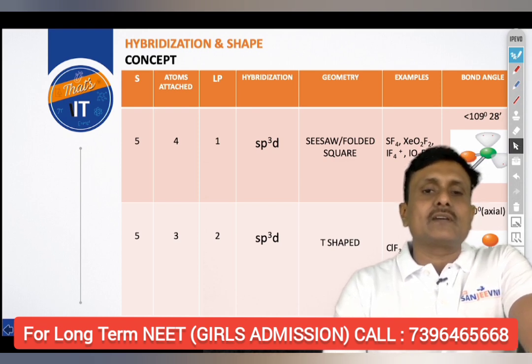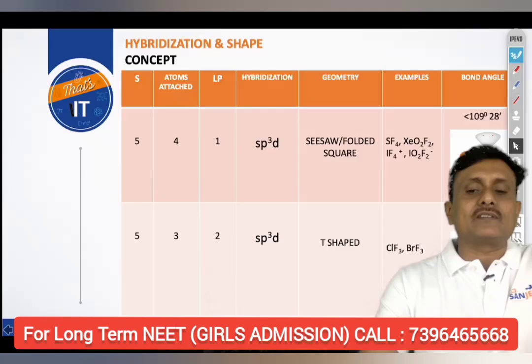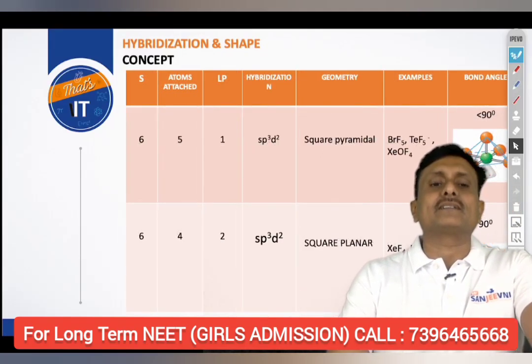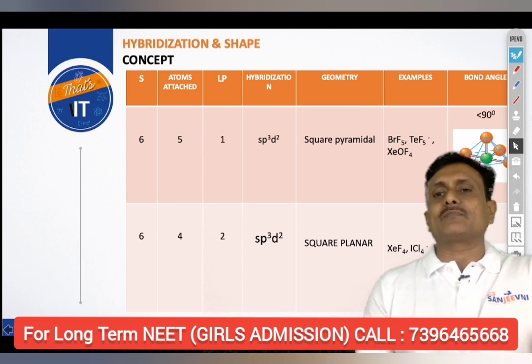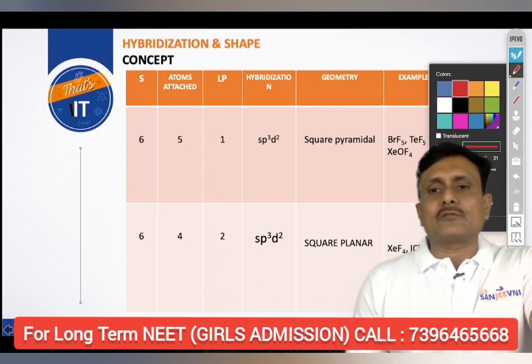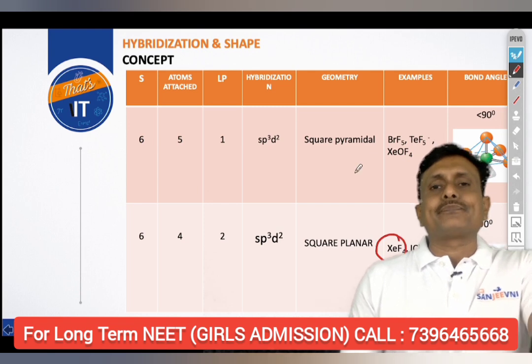So you can predict the lone pairs, you can predict the hybridization and everything, right? You can see 6 and 6 examples are also given here. 6 and 4 examples are also given. Like if you want to work out 6 and 4, you can work that out also, like XeF4.